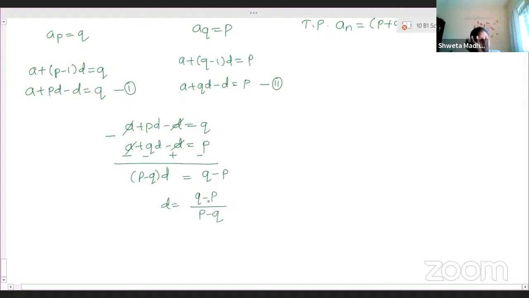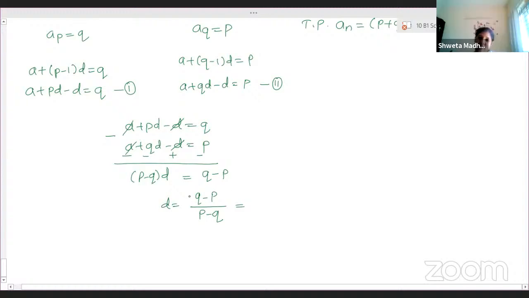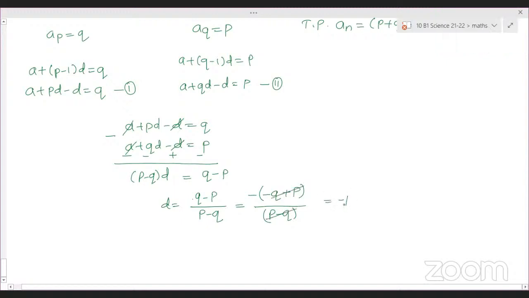Can we simplify further? No, ma'am. Ma'am, we can rationalize. Ma'am, we can multiply with minus sign on both sides. So here we have to take minus sign common from this. If we take minus sign common, both the signs will change. Q has a sign plus, so it will become minus. And P has a sign minus, it will become plus. Divided by P minus Q. Now both the brackets are same, so cancel. So ma'am, D is equal to minus 1.